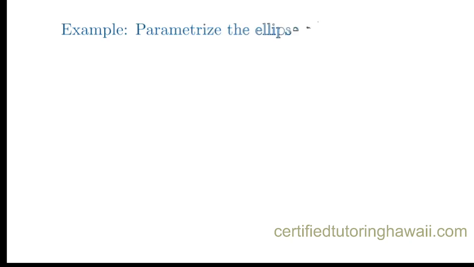Thanks for watching. Let's apply our parametrization formula to a specific ellipse. We'll parametrize the ellipse with the equation x squared over 4 plus y minus 1 squared over 9 equals 1. The goal is to identify h, k, a, and b.